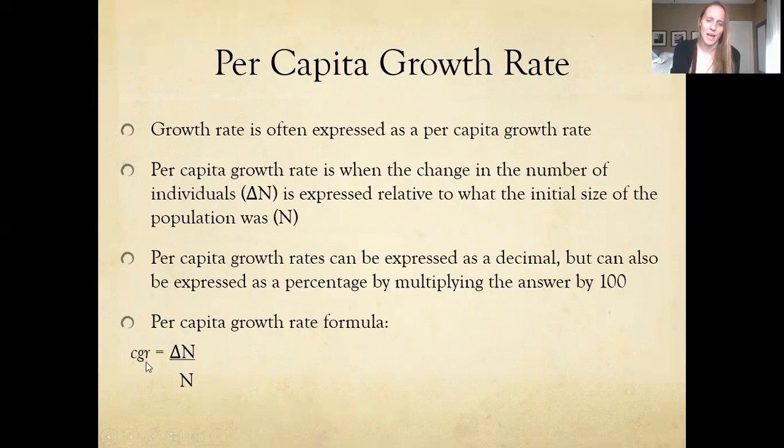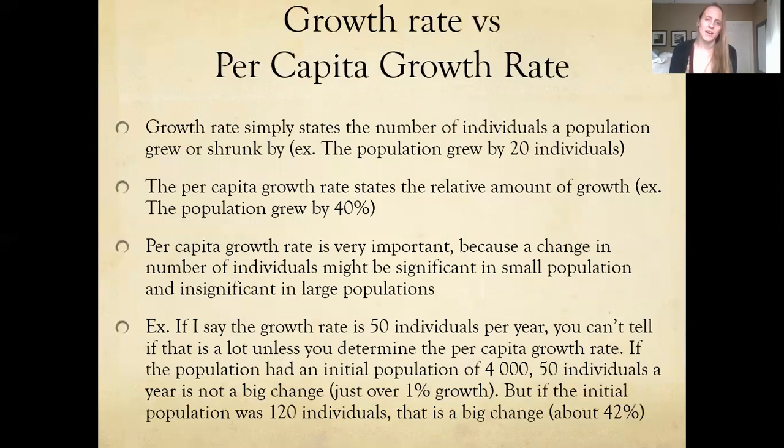So per capita growth rate is CGR, capita growth rate. And it is the change in the number of individuals, which is our delta N, divided by N. And that N is referring to the number of individuals that you have initially, that you start with. The reason that this is useful is because growth rate is only telling you how many individuals you've lost or gained, whereas per capita growth rate shows you the amount of growth relative to the population size.